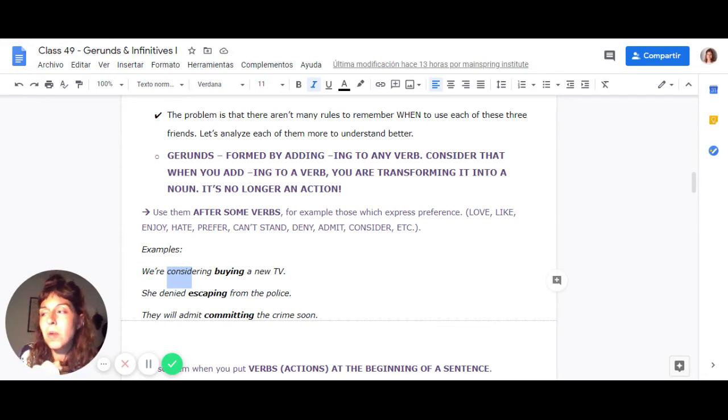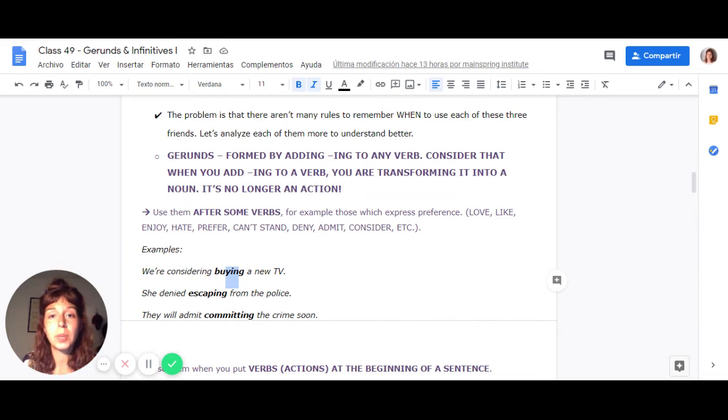Esto es como una regla dictatorial. Algunos verbos que ni siquiera son de preferencia, igual necesitan que los sigamos con ing. Es el caso del verbo consider. Fíjense how we are considering present continuous, perfect, but the verb that is following the most important verb, el verbo que tiene el tiempo, tiene ing. Esto no es una casualidad, pero hay una línea de eventos que estamos siguiendo.